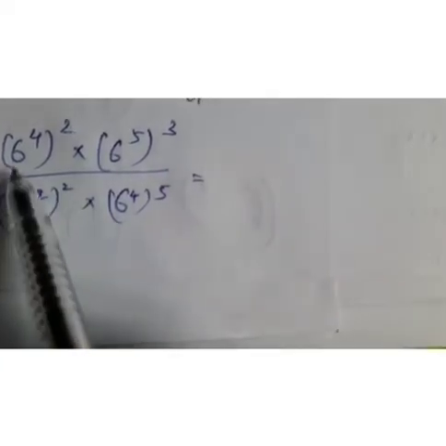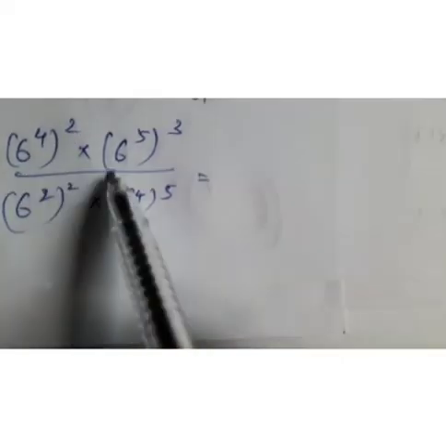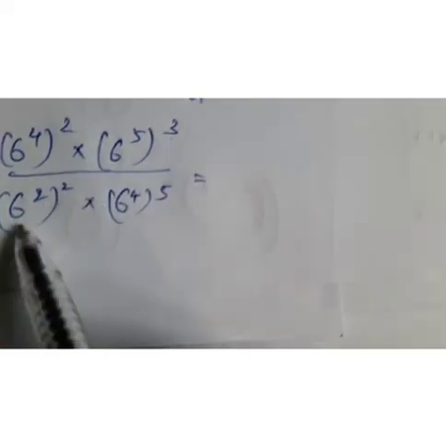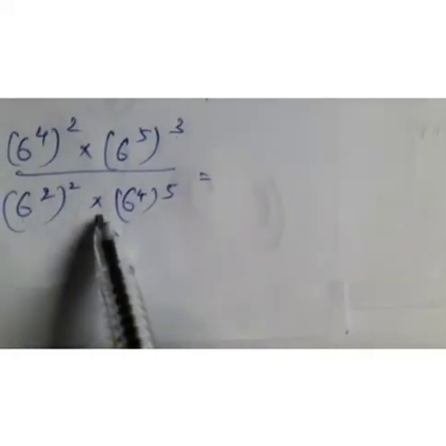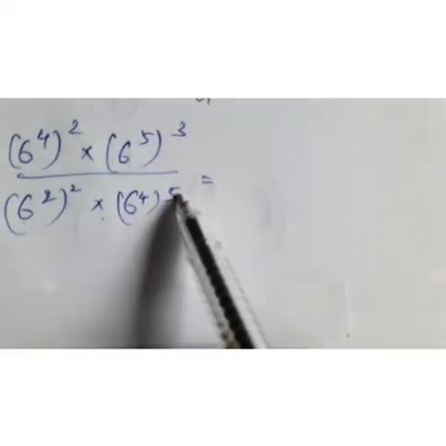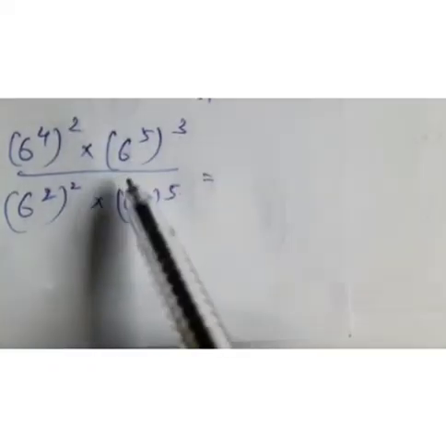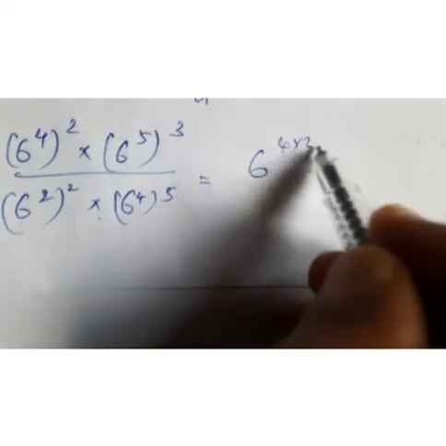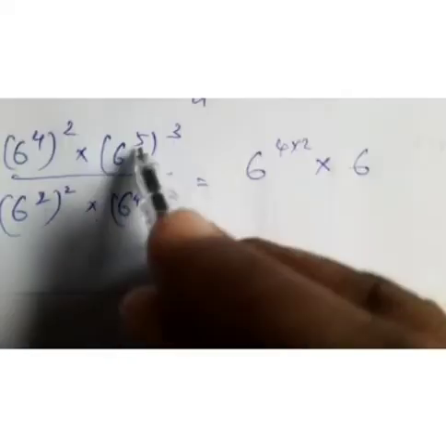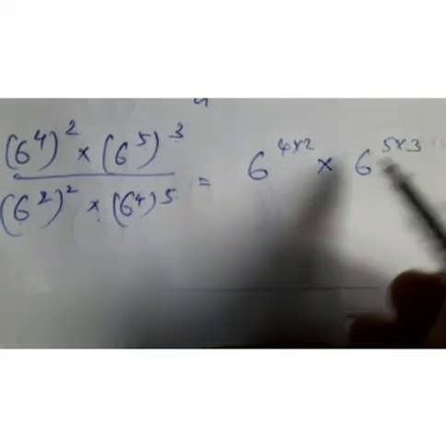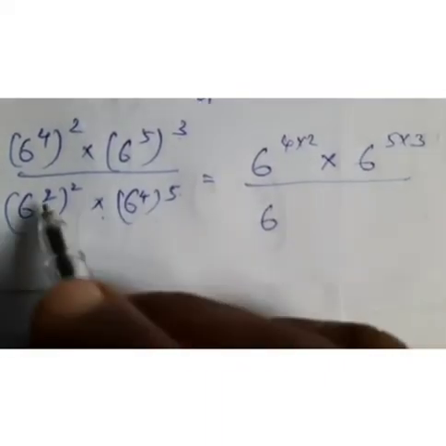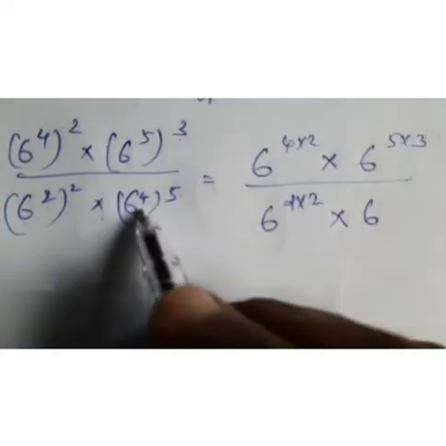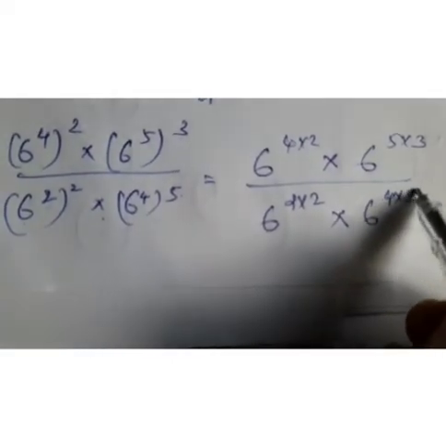Next one, 6 raised to 4 whole raised to 2, 6 raised to 5 whole raised to 3, then 6 raised to 2 whole raised to 2 multiplied by 6 raised to 4 whole raised to 5. First we have to remove these powers. So 6 raised to 4 into 2 multiplied by 6 raised to 5 into 3 whole by 6 raised to 2 into 2 into 6 raised to 4 into 5.